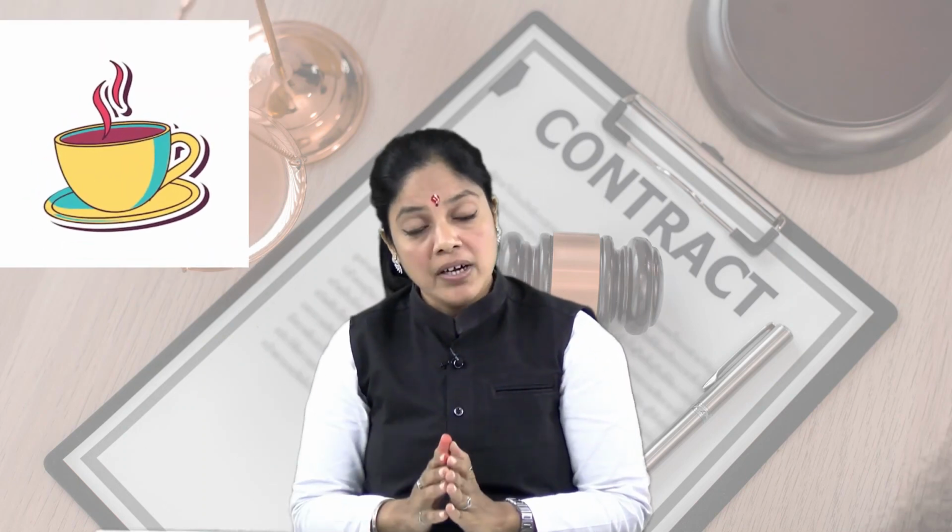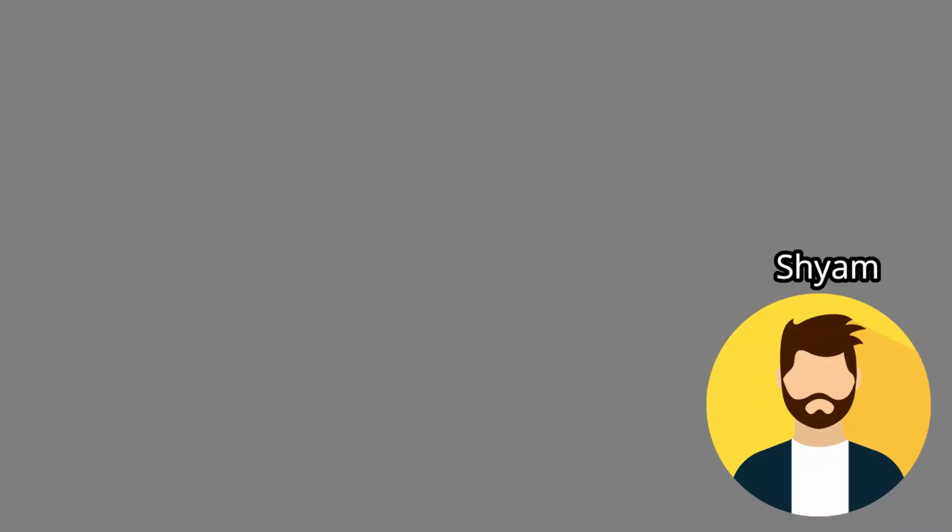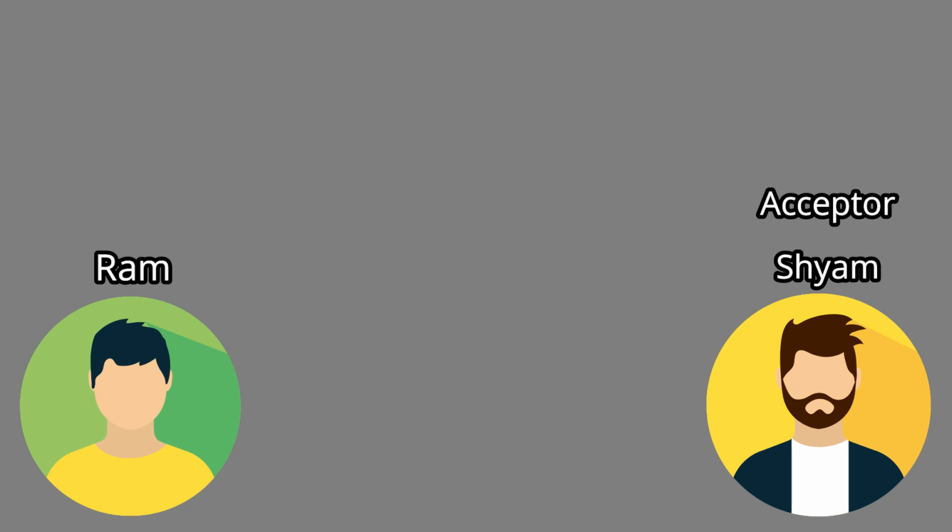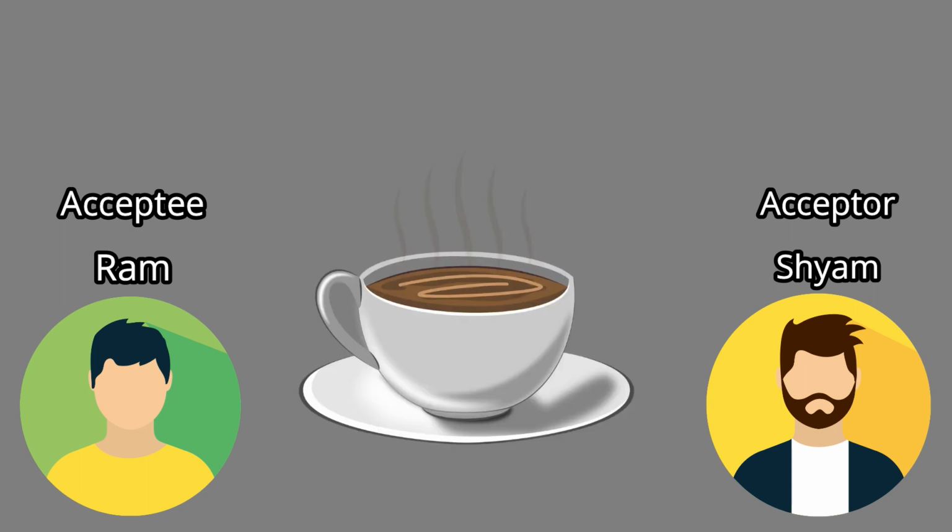He has made a proposal of taking a cup of tea with his friend Shyam. Shyam has accepted his proposal. As he has accepted the proposal, Shyam is called the acceptor and the other person is called the acceptee. As the proposal was made for going for a cup of tea, the proposer is the one who proposed, and Shyam is the proposee.